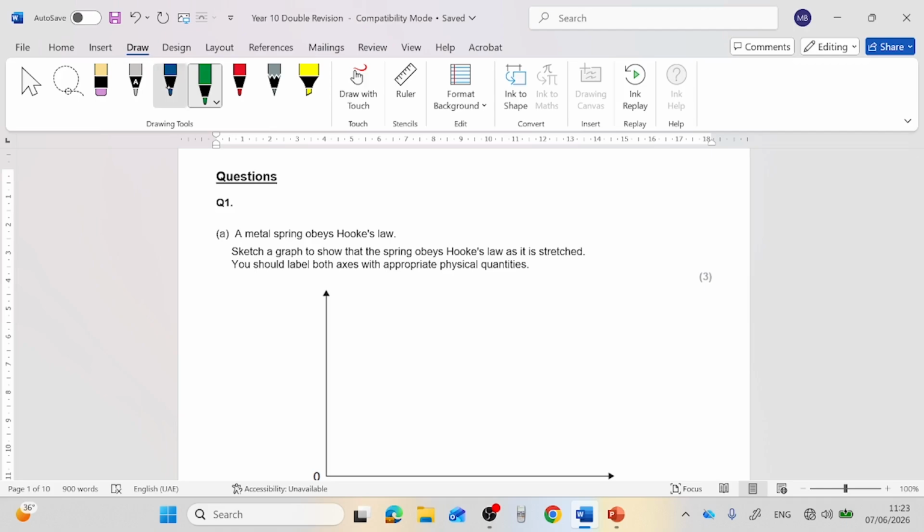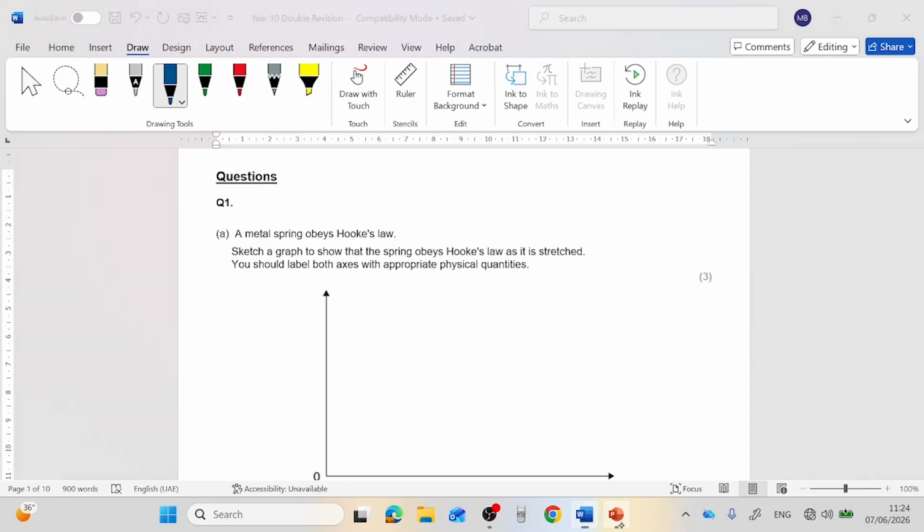So today we will answer some questions related to the topics that we have covered. The first question: a metallic spring obeys Hooke's law. Sketch a graph to show the spring obeys Hooke's law as it is stretched. You should label both axes with the appropriate physical quantities.